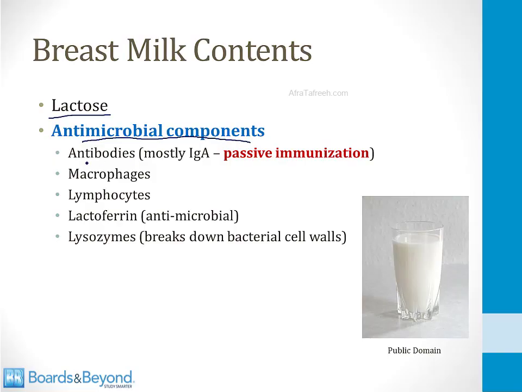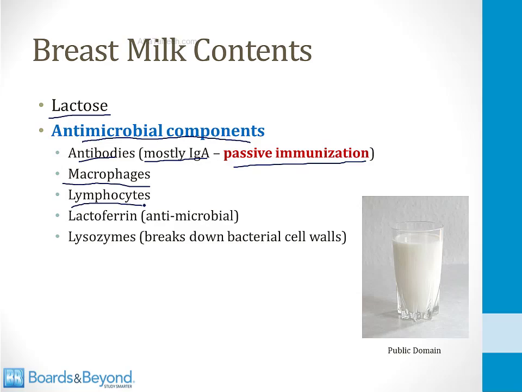So first of all, there's lots of antibodies, especially IgA. This leads to passive immunization. Basically, the mother's IgA is being passed into the gut of the baby so that the baby has immunization against GI bacteria. There are also macrophages and lymphocytes.